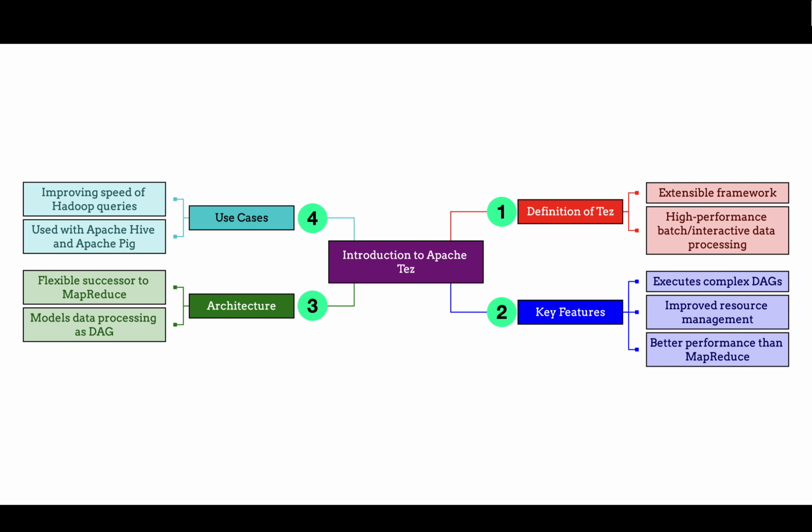4. Use cases. Tez is used primarily for improving the speed of Hadoop queries, particularly with Apache Hive and Apache Pig. It's beneficial for applications requiring multiple steps of data processing and transformations.